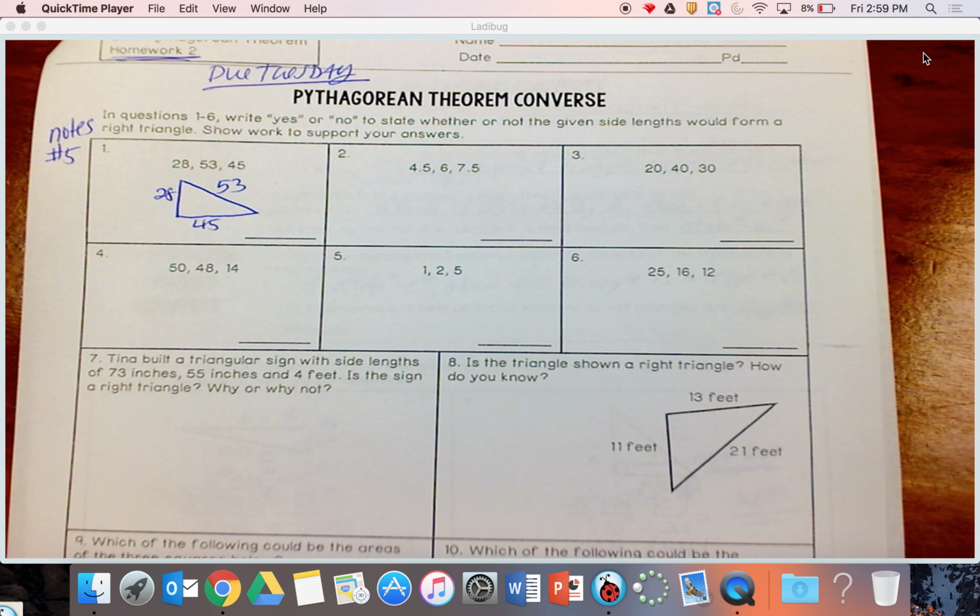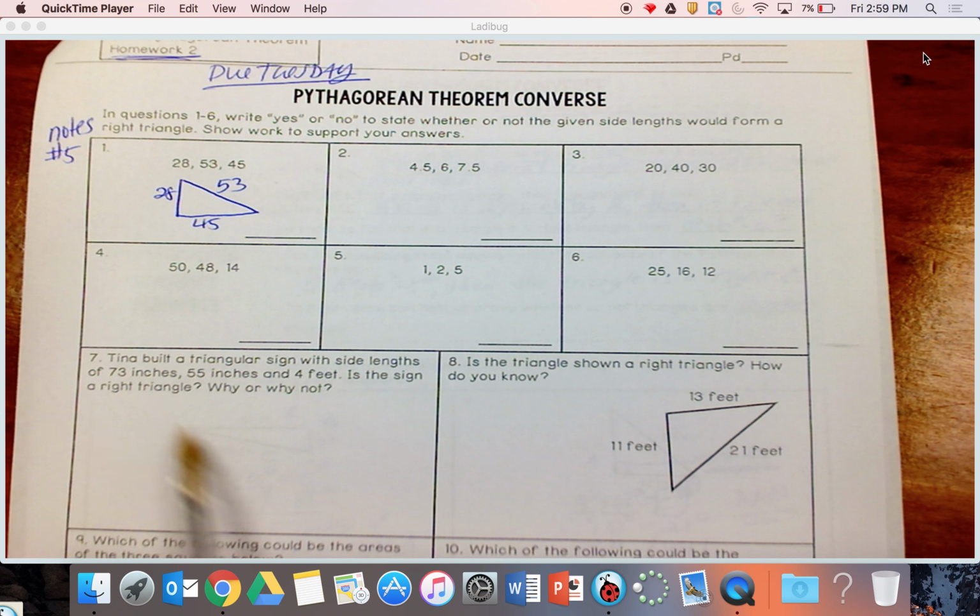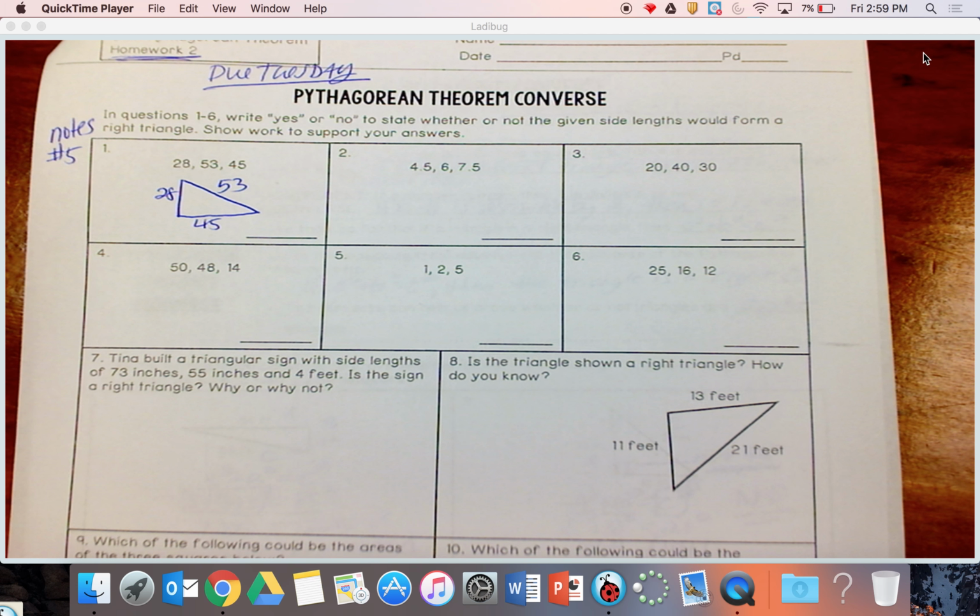This will be due Tuesday. If you finish these, you can work on your IXL, R4, R5. R5 is the converse of the theorem as well. So you should be okay with these. Take your time and use your notes. Thank you very much.